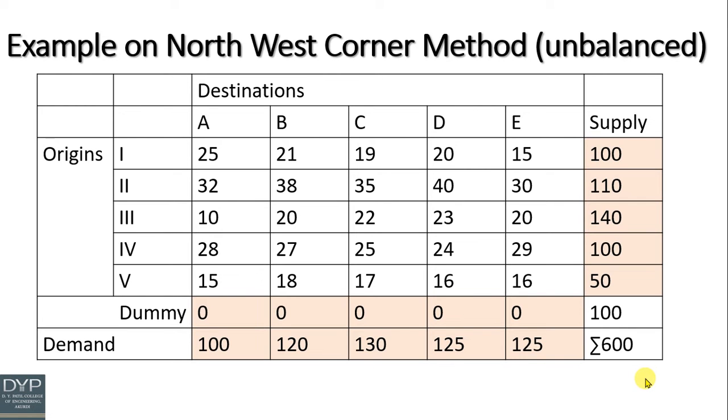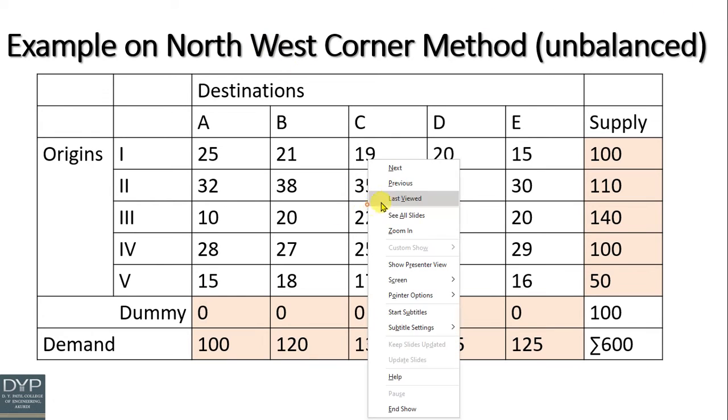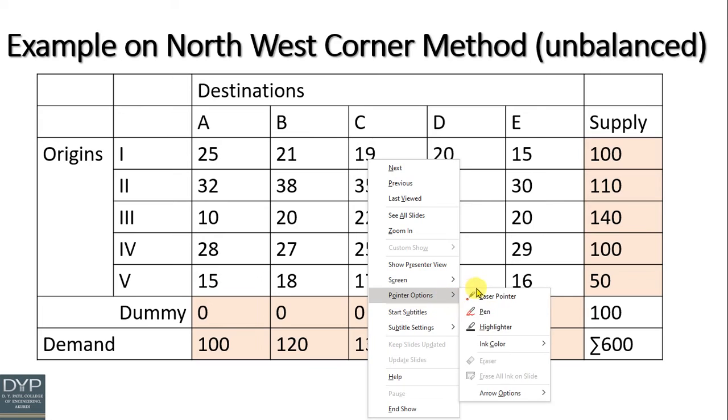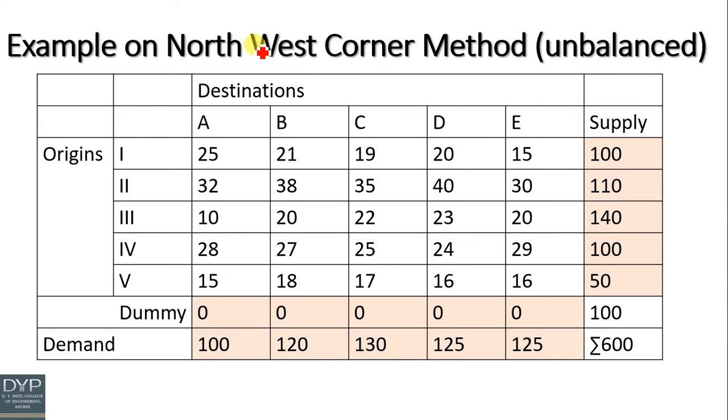Like this, and now instead of the northwest corner method, I will be using the least cost method. And now here you will see that I have added one row where the number of units of supply is given as 100. So I have made it a balanced one. Now let's start with our usual practice.